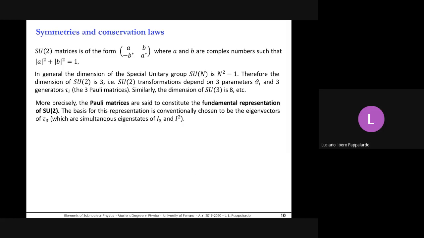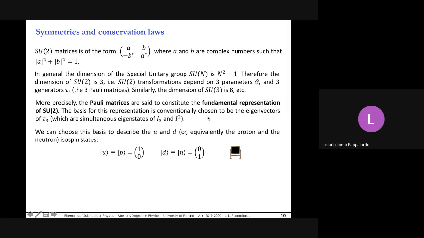Okay. Now, still in the language of group theory, more precisely, we say that the Pauli matrices constitute a fundamental representation of SU(2). The basis for this representation is conventionally chosen to be the eigenvectors of tau3, which are simultaneous eigenvectors of the third component of isospin and the isospin squared. And we can choose this basis to describe the up and down states, or equivalently, the proton and the neutron isospin states. Okay, so for up, or for proton, this eigenstate will be (1, 0). And for the down quark or the neutron it will be (0, 1).